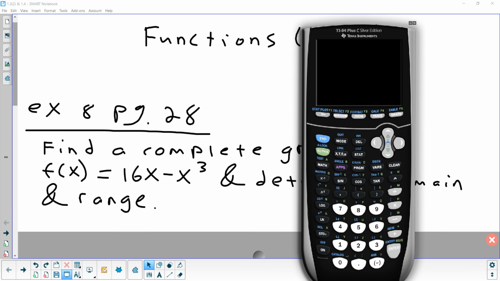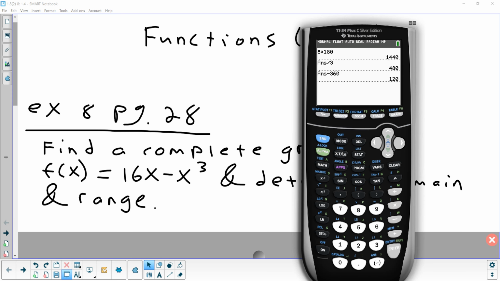All right, so does anybody remember what button you press if you want to type in a graph? What's the first thing we have to press? Yep, Francesca? The y equals. Yeah, we're going to press the y equals. If you have anything else there, you can clear it out. And we're going to type in 16x minus x cubed. Just like that.